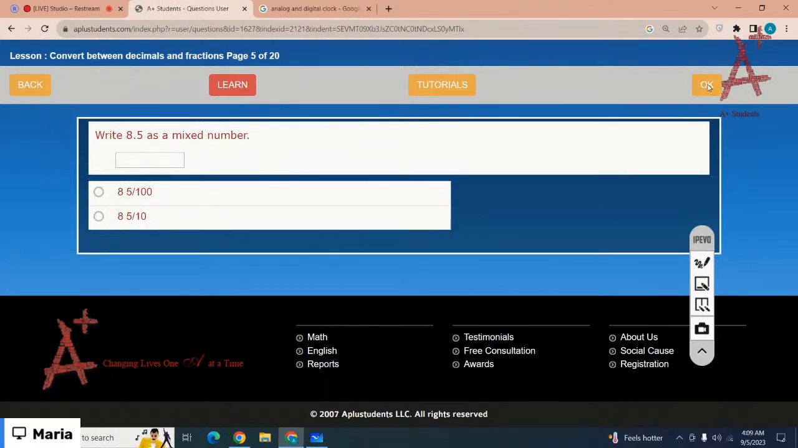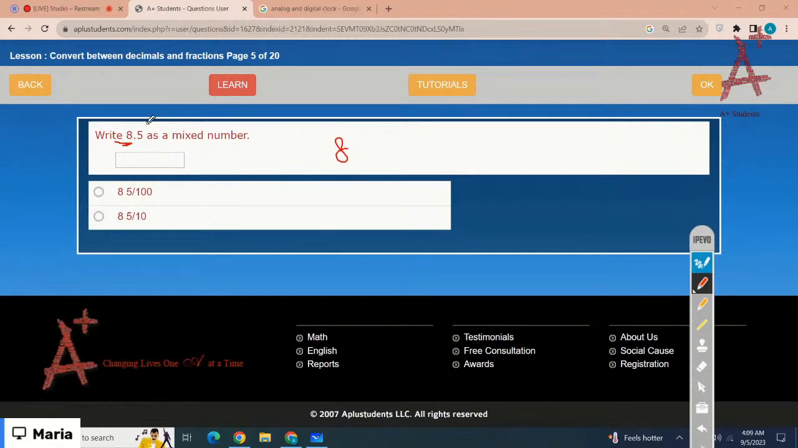Write 8.5 as a mixed number. So how do you write 8.5? If you already know the answers, you can please write down the answers in the chat box. 8.5, right? So 8 is the whole number, and you have one decimal place right after the decimal.